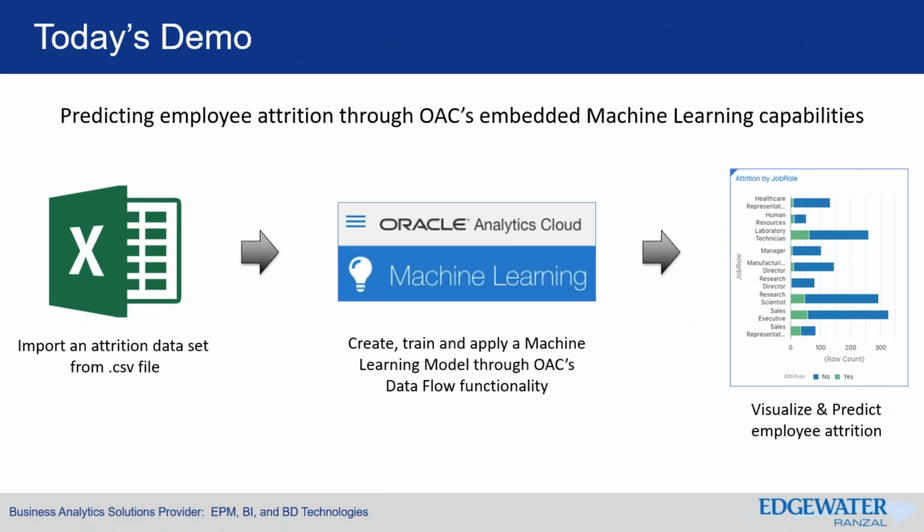For today's demo, Dhruv will be displaying the use of these embedded machine learning technologies with an attrition data set from a CSV file that we've imported into Data Visualizer Cloud Service. He will then create, train, and apply a machine learning model through OAC's data flow functionality, where we will then be able to show you visualizations and be able to predict employee attrition with very, very good confidence. So now I'll pass it over to Dhruv to show you this demo in action.